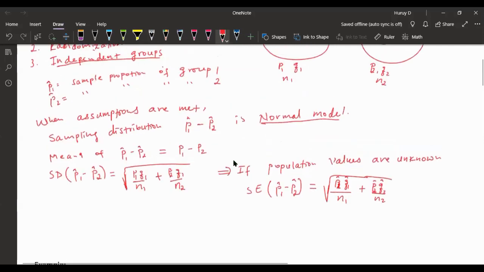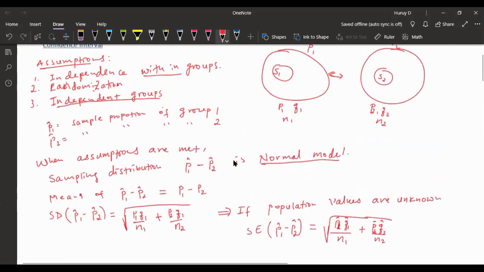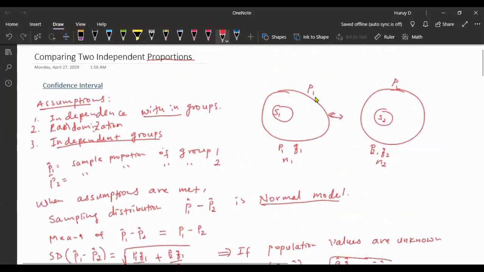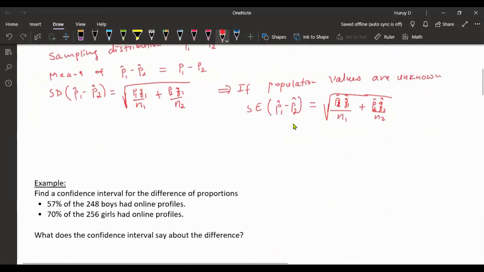So this is basically, if you add these two groups, let's say this group has variability of its own and this group has variability of its own, then when you combine those, the variance will kind of double. Well, not double, but it will be the sum of those two variances. That's what we are trying to say here. Okay, so we have the standard error.